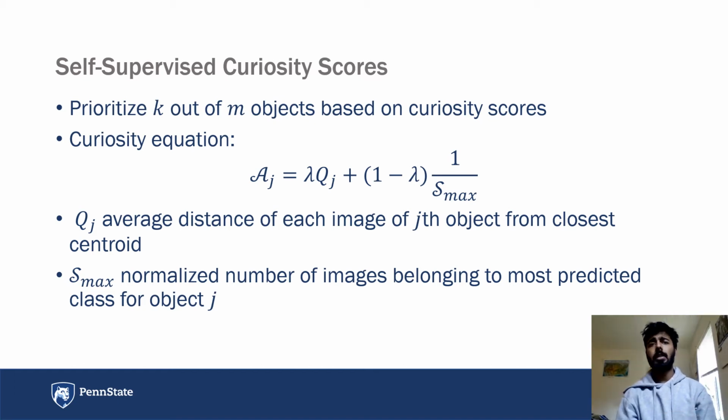A second term is the normalized number of images that belong to the most predicted class among the centroids. That shows that if the most number of images are not predicted to a particular class, it means it should have a higher curiosity score, because images of an object, even if taken from different views, should belong to the same class if it is previously known by the system.